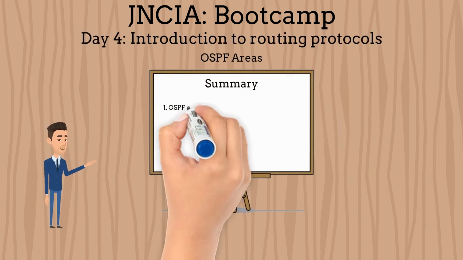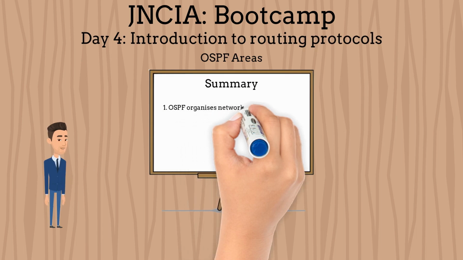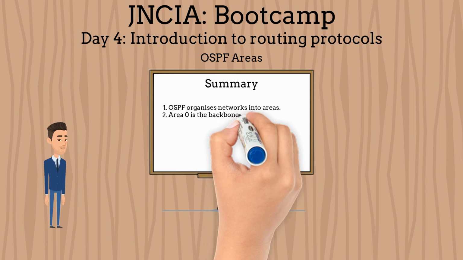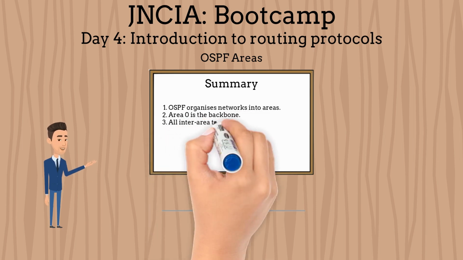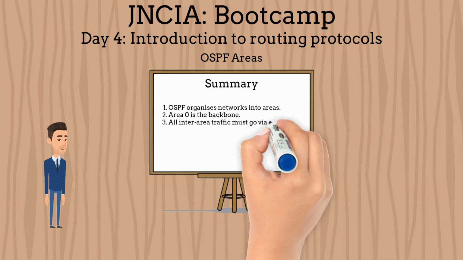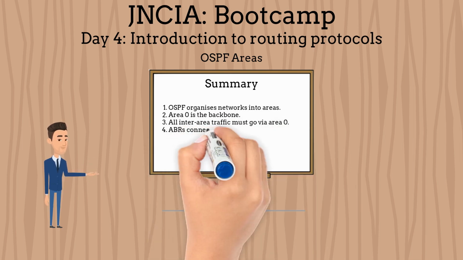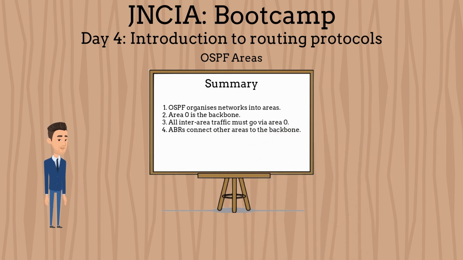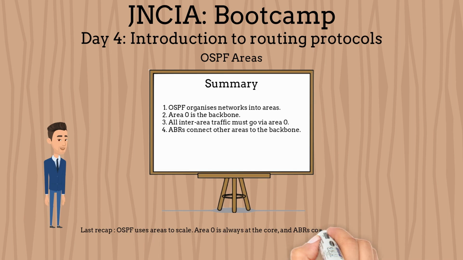Let's do a quick summary. OSPF organises networks into areas. Area 0 is the backbone. All inter-area traffic must go via Area 0, and ABRs connect other areas to the backbone. Final recap. OSPF uses areas to scale. Area 0 is always at the core, and ABRs connect the other areas to it.